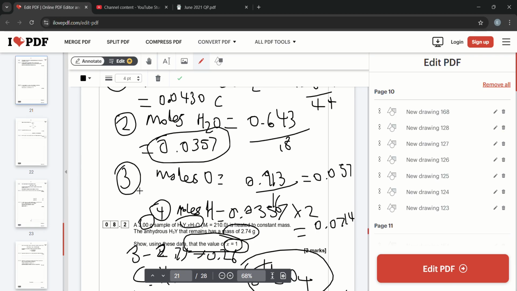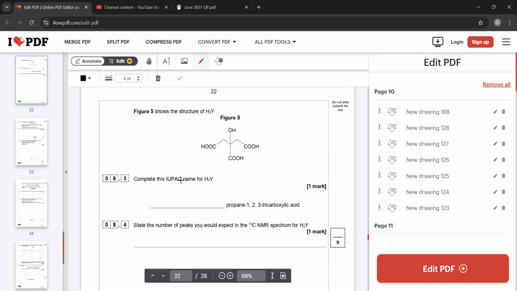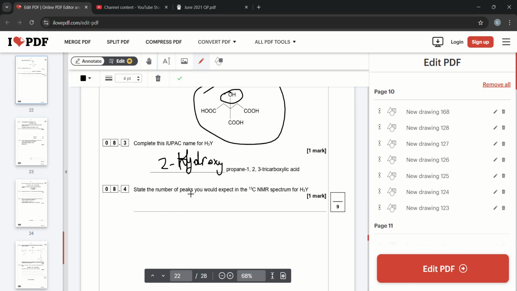That's 8.2. And then 8.3, figure 5 shows the structure of H3Y. Give the complete IUPAC name for H3Y. So we've got propane 1, 2, 3 tricarboxylic acid, but we haven't included this. So what's it going to be? It's on the second carbon, so it's going to be 2-hydroxypropane-1,2,3-tricarboxylic acid.